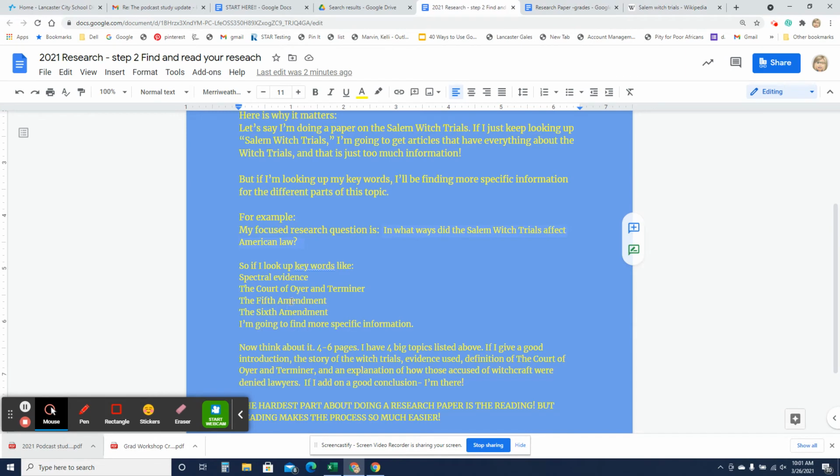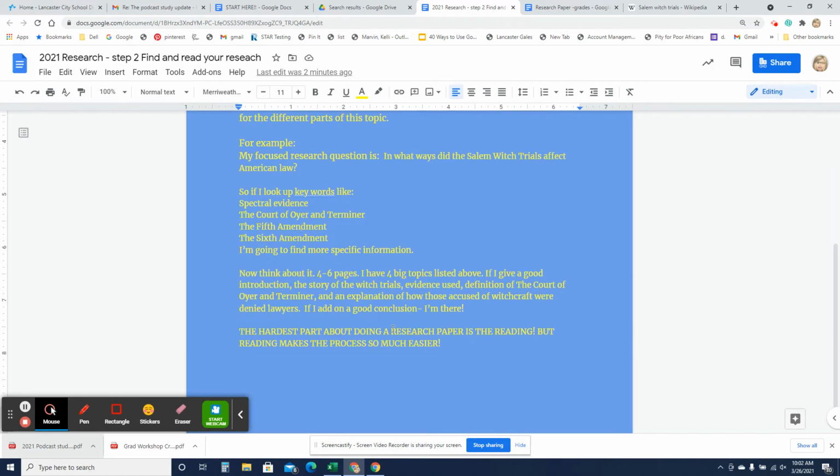Okay, I'm also going to look up the Fifth Amendment and the Sixth Amendment, because both of those have to do with the right to an attorney and your court rights. So I will be looking up those and then applying those to what happened in the Salem witchcraft trials. Okay? So when I look up key terms like this, I'm going to find more specific information.